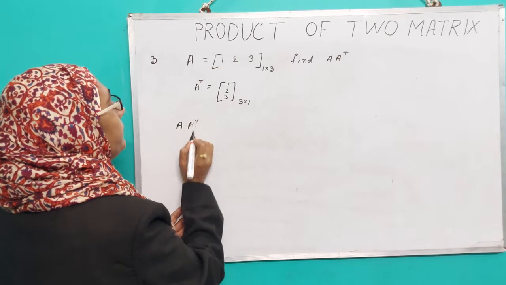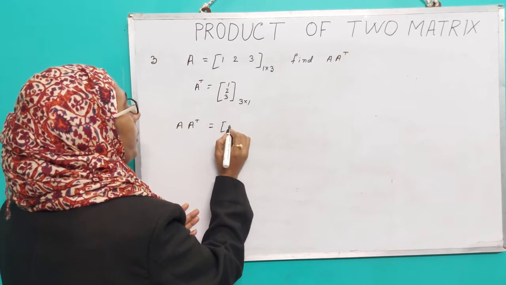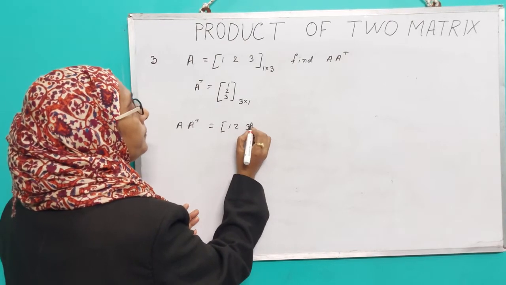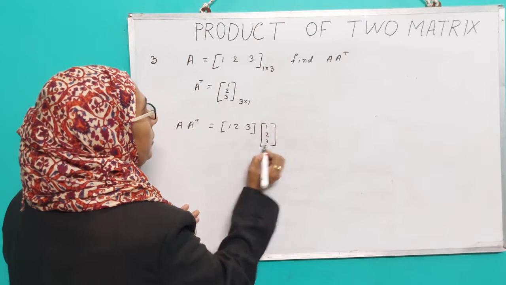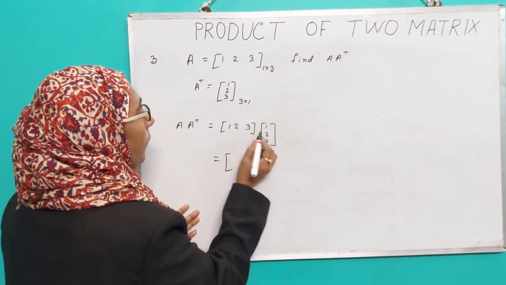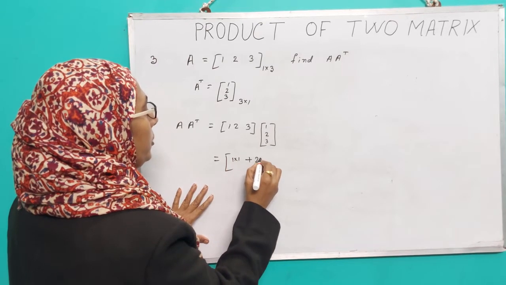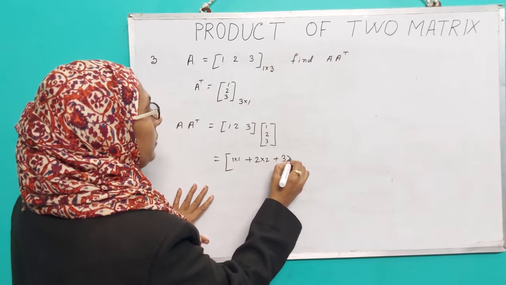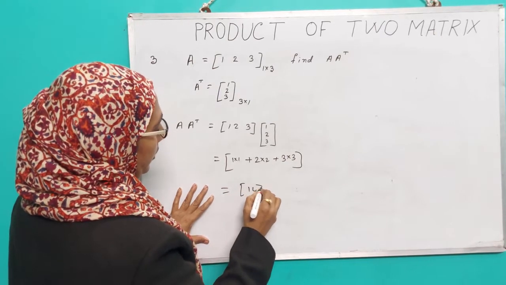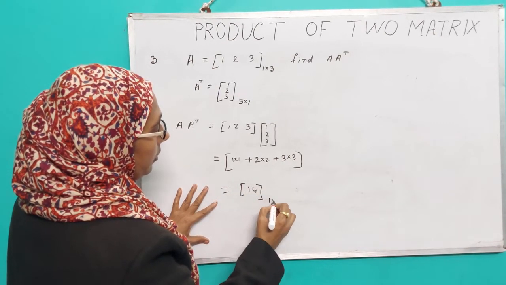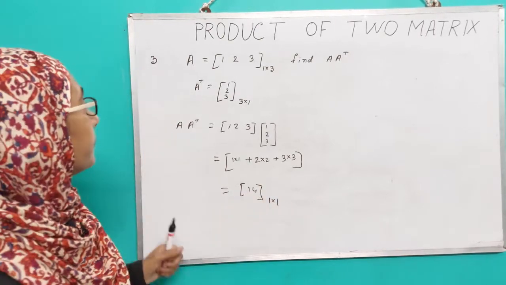Then A AT is [1, 2, 3] times [1, 2, 3] equal to 1 into 1 plus 2 into 2 plus 3 into 3 equal to 14, and this is a matrix of order 1 by 1. Therefore, our answer is correct.